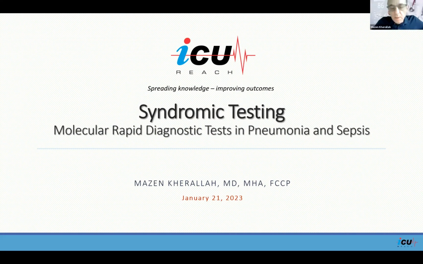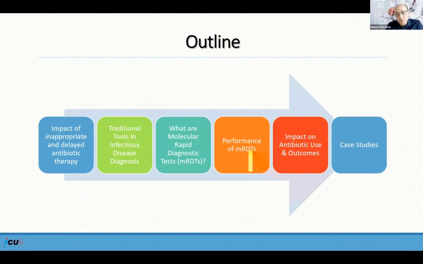Oh, thank you, Jenny. So we will be talking about syndromic testing. And I think a lot of places have now started to accommodate those tests. So it would be good to go through the details of how we do those, what kind of tests we have, and how we interpret the results.